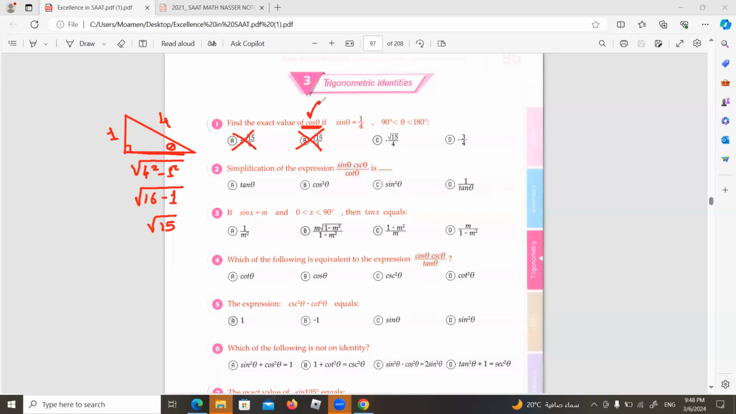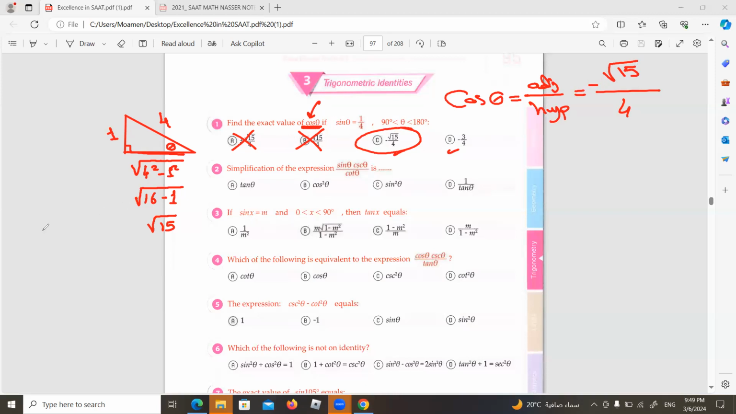You ask me about cosine, and we work in the second quad, so it's negative, so it's maybe C or maybe D. I'm going to calculate now. The cosine of any angle is adjacent over hypotenuse. It means root 15 over hypotenuse, which is 4. Don't forget you work in the second quad, so it's negative. So the result will be letter C.